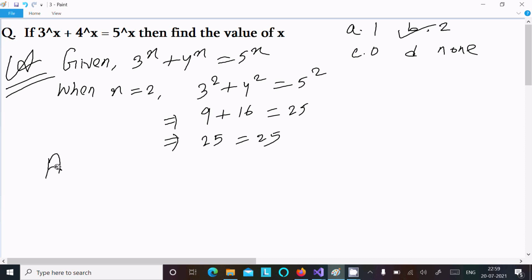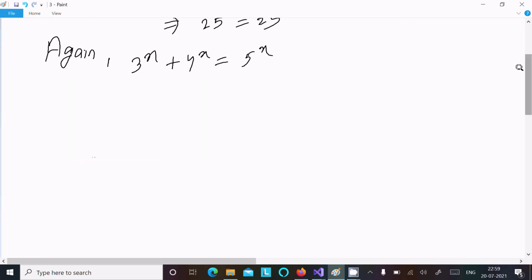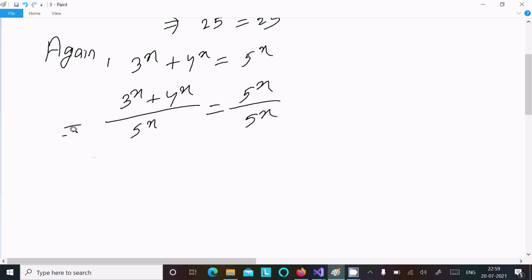So here writing again 3 power x plus 4 power x equal to 5 power x. On the right hand side 5 power x is there, so let's divide both sides by 5 power x. So 3 power x plus 4 power x divided by 5 power x equal to 5 power x divided by 5 power x, so it cancels one time.